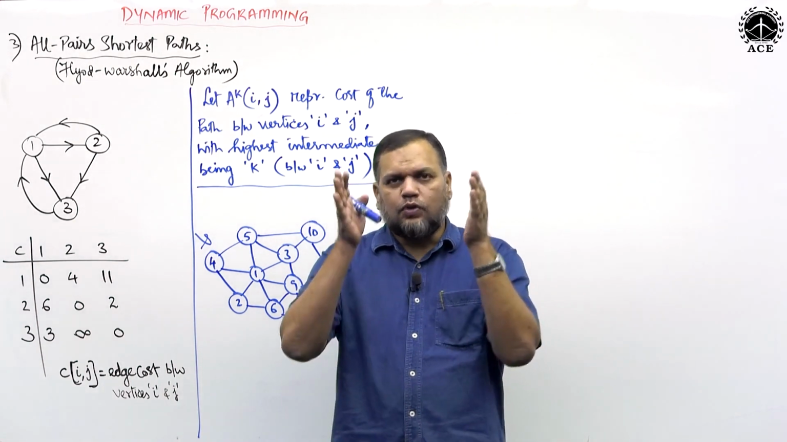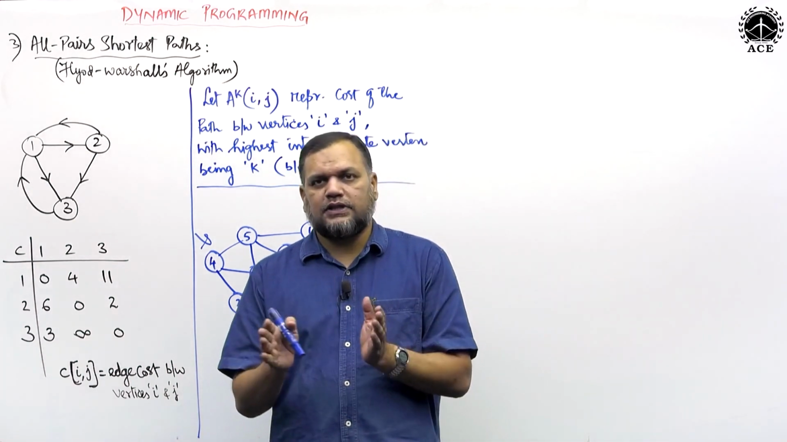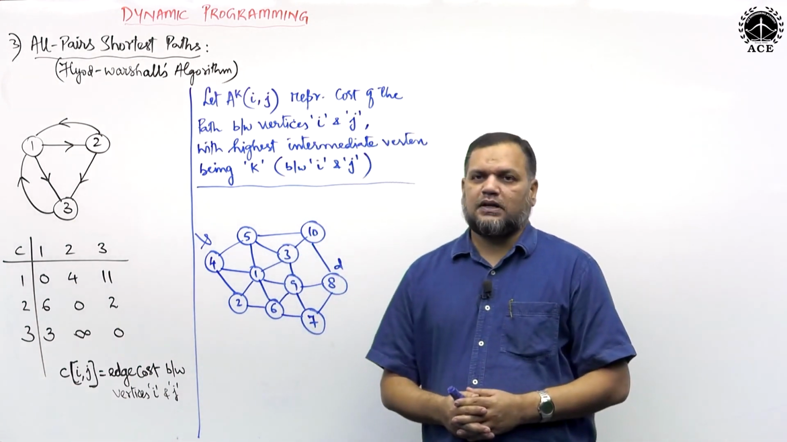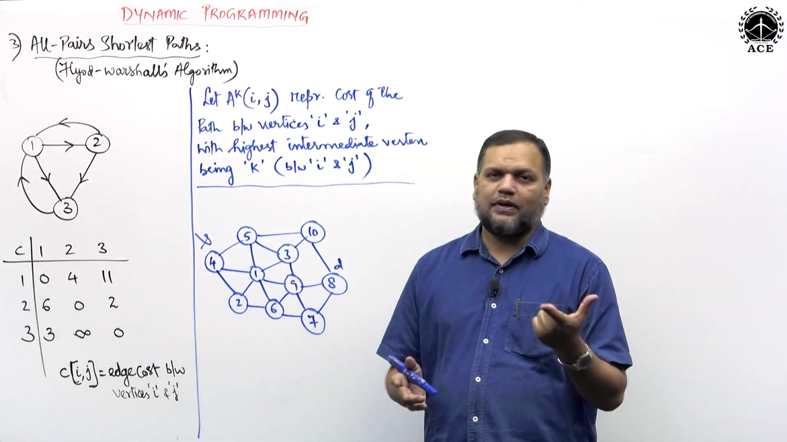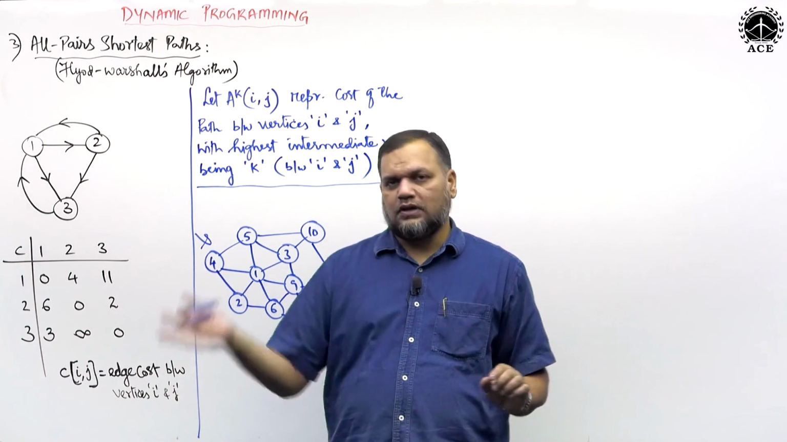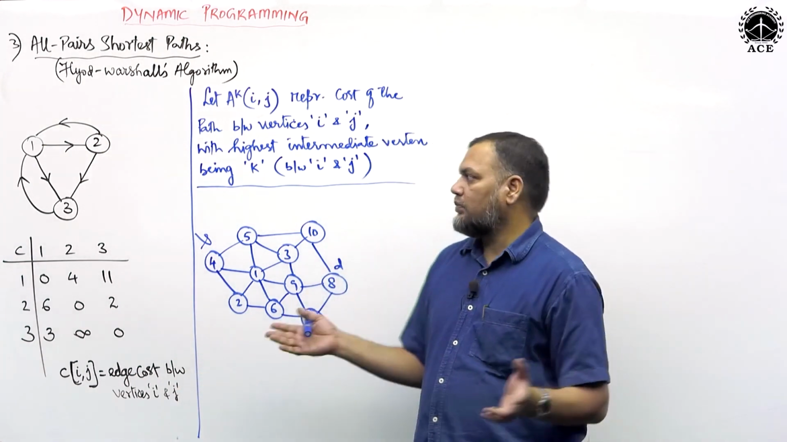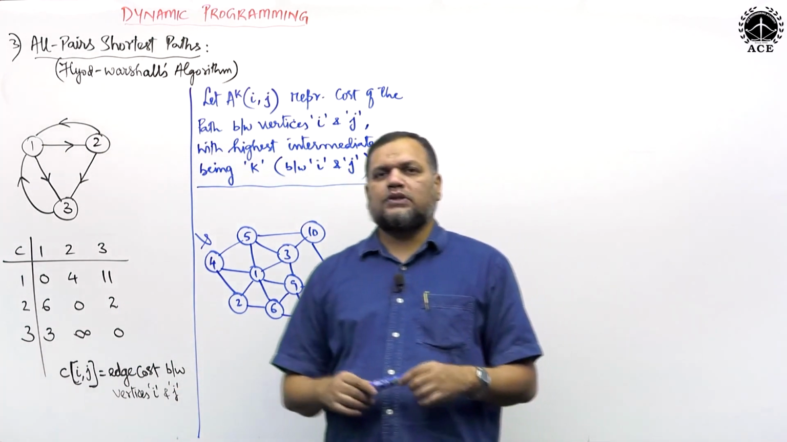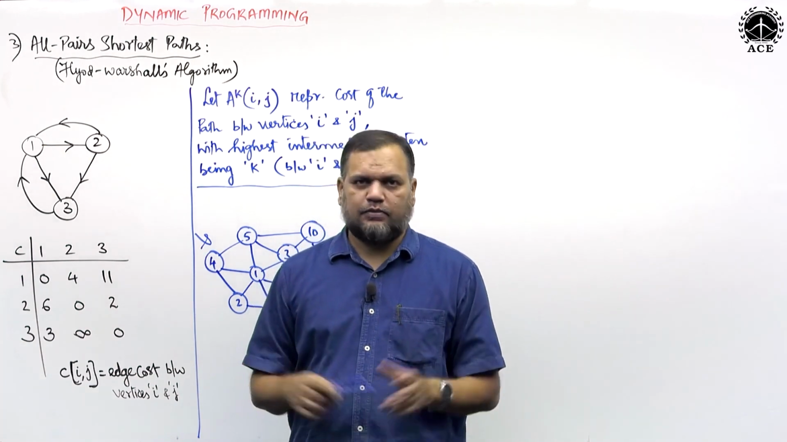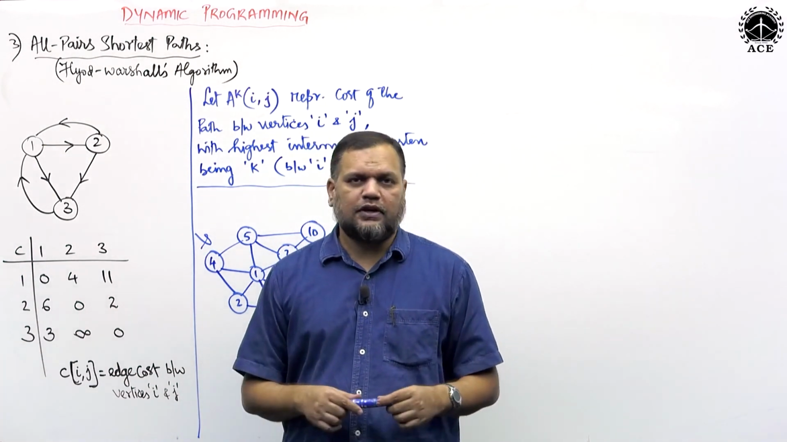That means, for all pairs of values of i and j, we would like to find the shortest path, rather than for a single pair or from one source to other vertices. You get my point? All pairs. This is one problem which can be solved using both greedy and dynamic programming. How can we solve it using the greedy method?